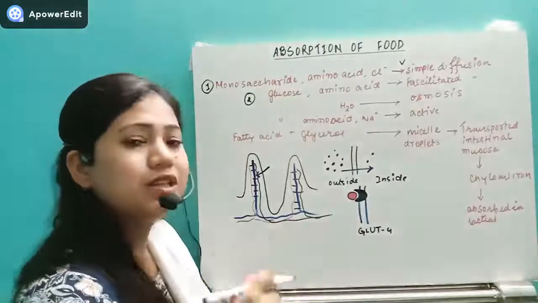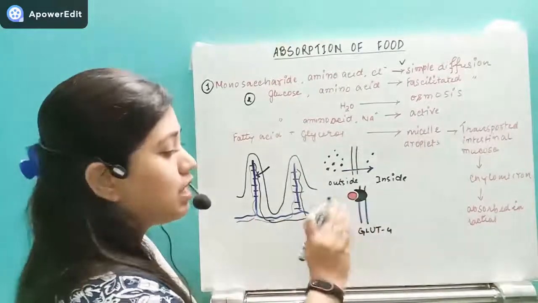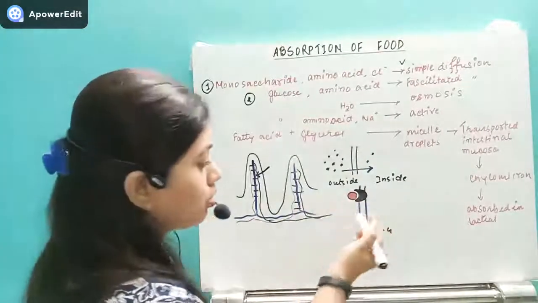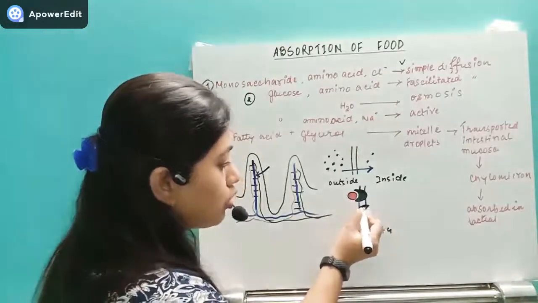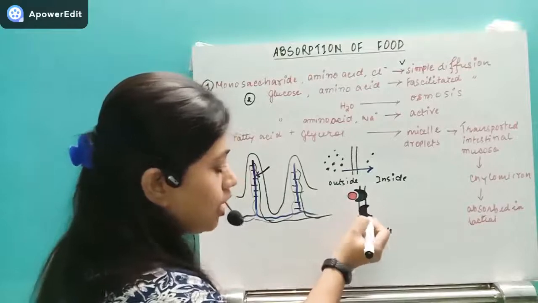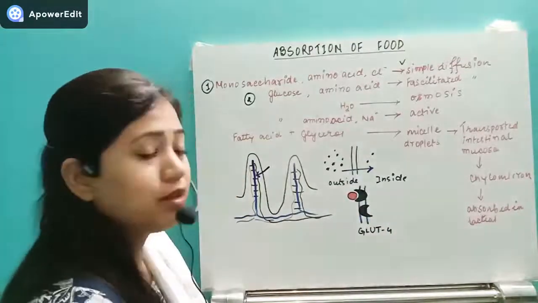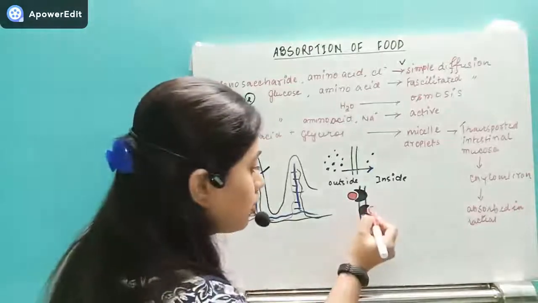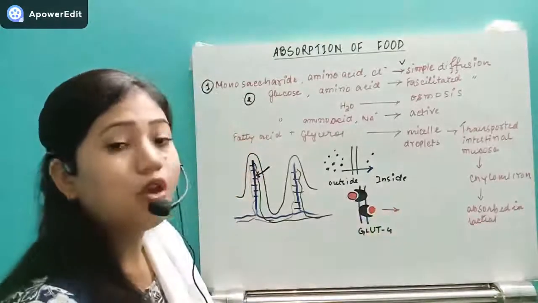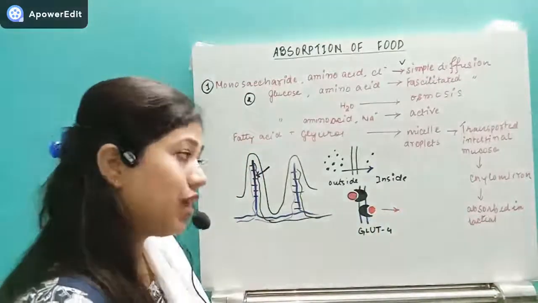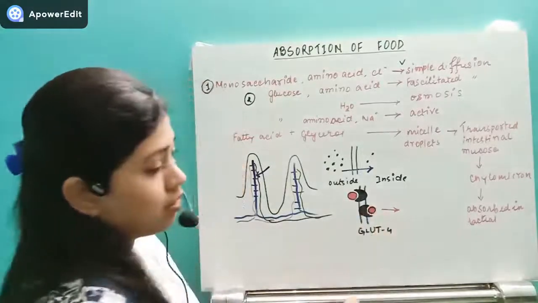Then what happens, the transporter proteins will flip, they will turn. Whenever it turns, it will take the glucose molecule with it, and it will transport that glucose molecule from outside to inside. So this way the molecules will be accepted, and that way the glucose molecule will be absorbed by the cells.